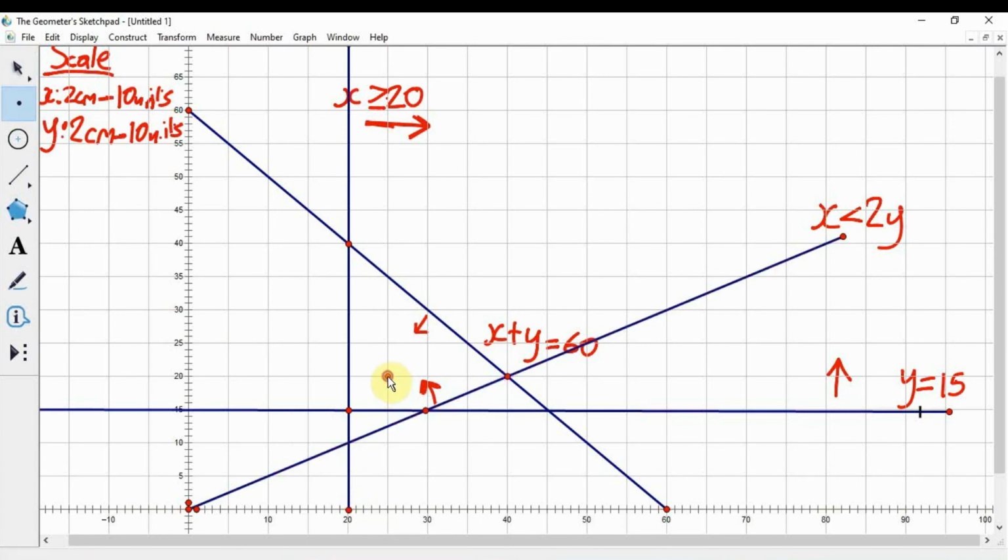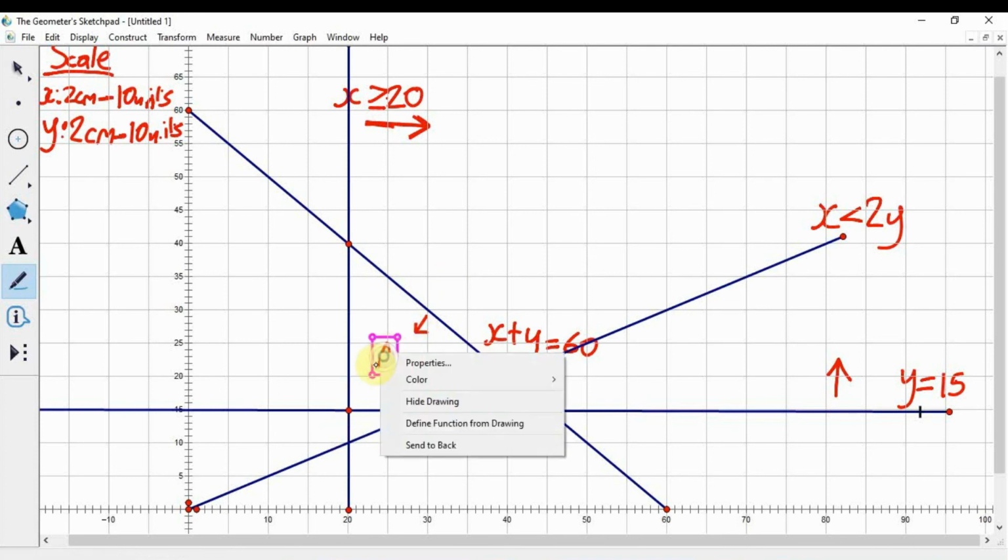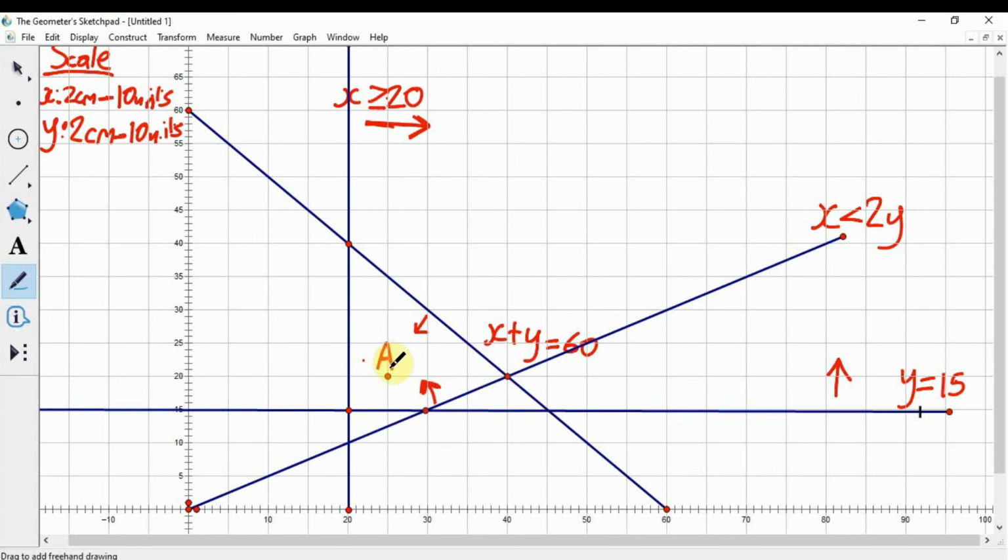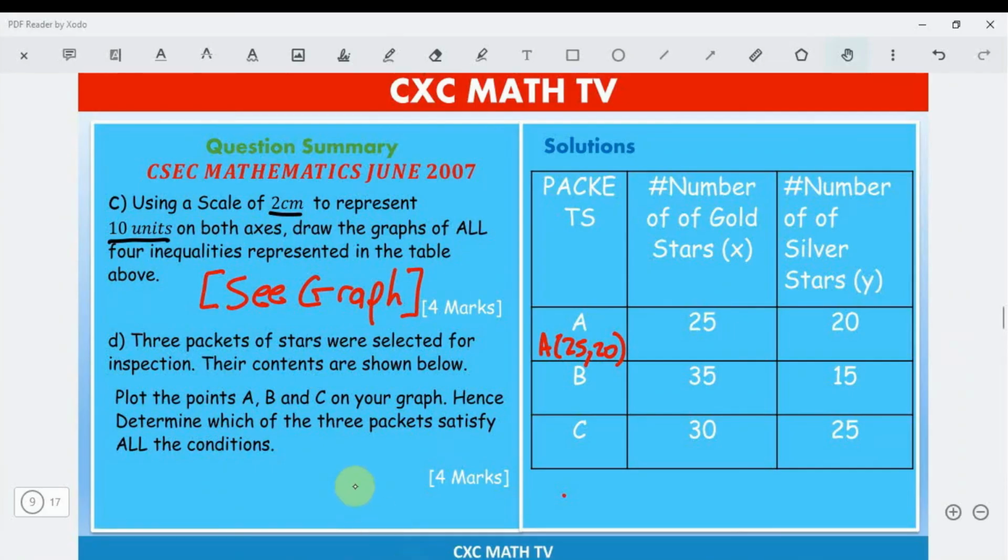Here, A definitely satisfies because A is in the solution region, isn't it? We said that these are the 4 vertices. A is in there. A is in the solution region. So A satisfies. Hence, determine the points that satisfy. So A is one of them. Now B, what is B? 35, 15. So B is the point (35, 15).